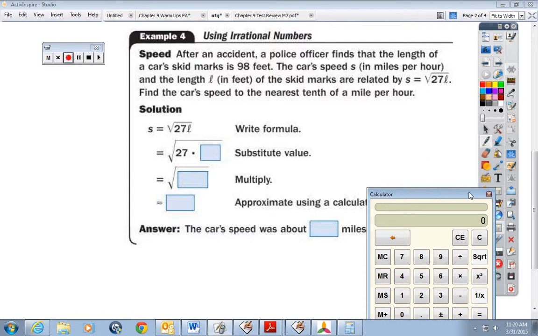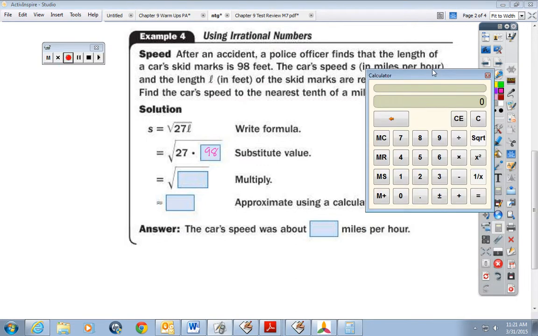So all we're going to do is plug in the number. Instead of writing the square root of 27 times L, I'm going to replace L with 98.